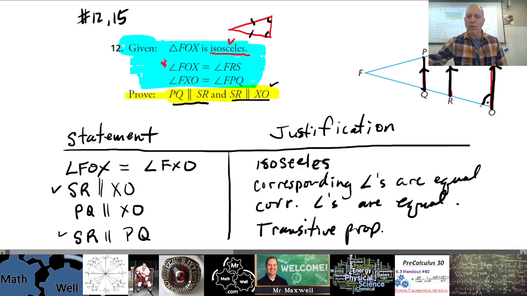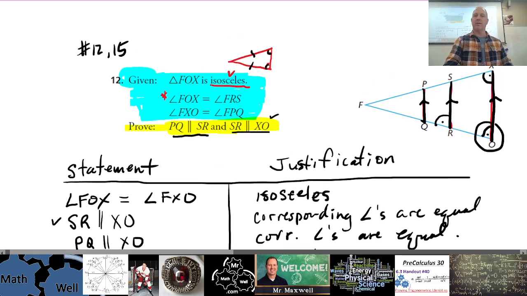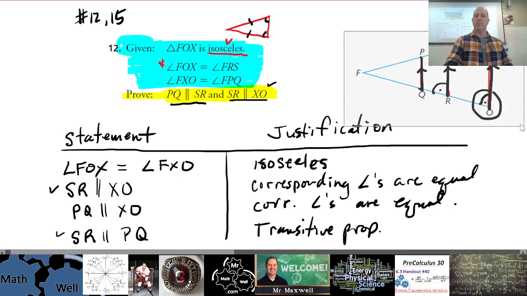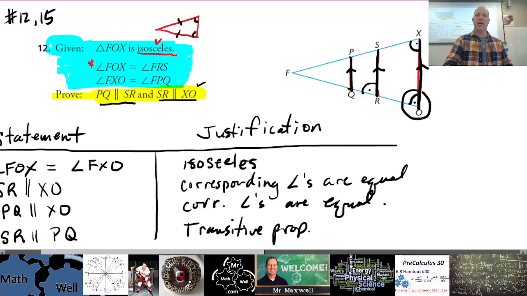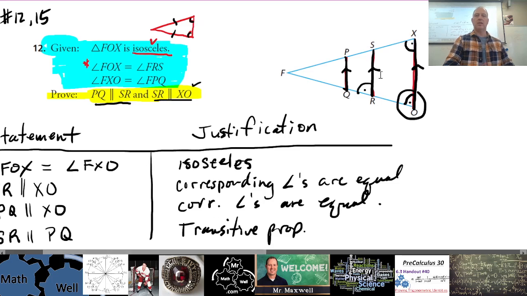The givens: angle FOX is equal to angle FRS. So that is FOX, this angle, is also equal to FRS. It's also equal to this angle. You see that? So it's a good idea to sketch out a diagram if you're not given one, so that you can see on the diagram what's given, and then you can go from there. I'm a visual guy, so I like to sketch out diagrams.